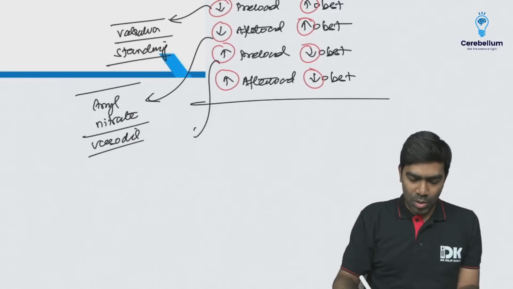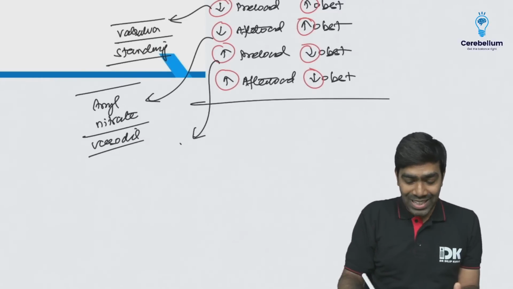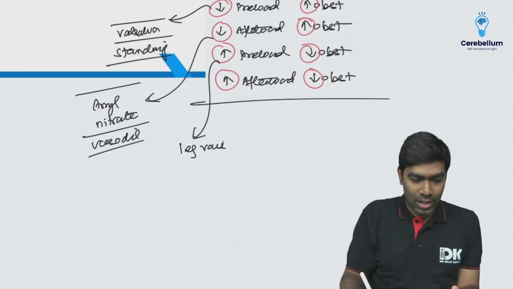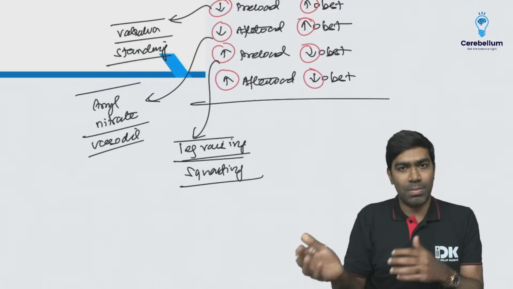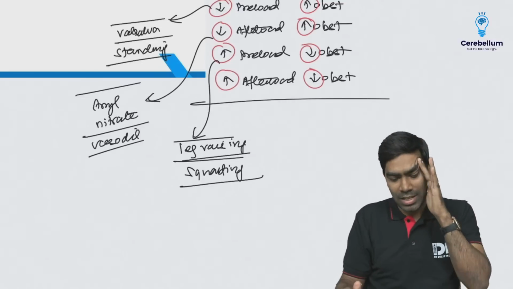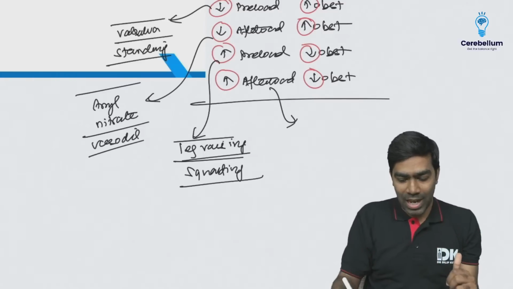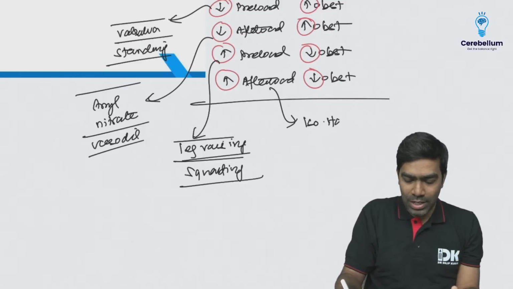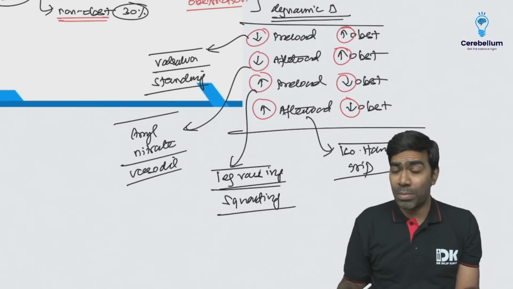And what about increase in the preload? Increase in the preload will occur with leg raising maneuver, or probably with squatting. When the patient squats, it squeezes the peripheral vessels, it pushes the blood back into the central circulation, so it increases the preload. What are the conditions that increase the afterload? Isometric hand grip, very important question in exam. So these are the various dynamic maneuvers that we do in practice.